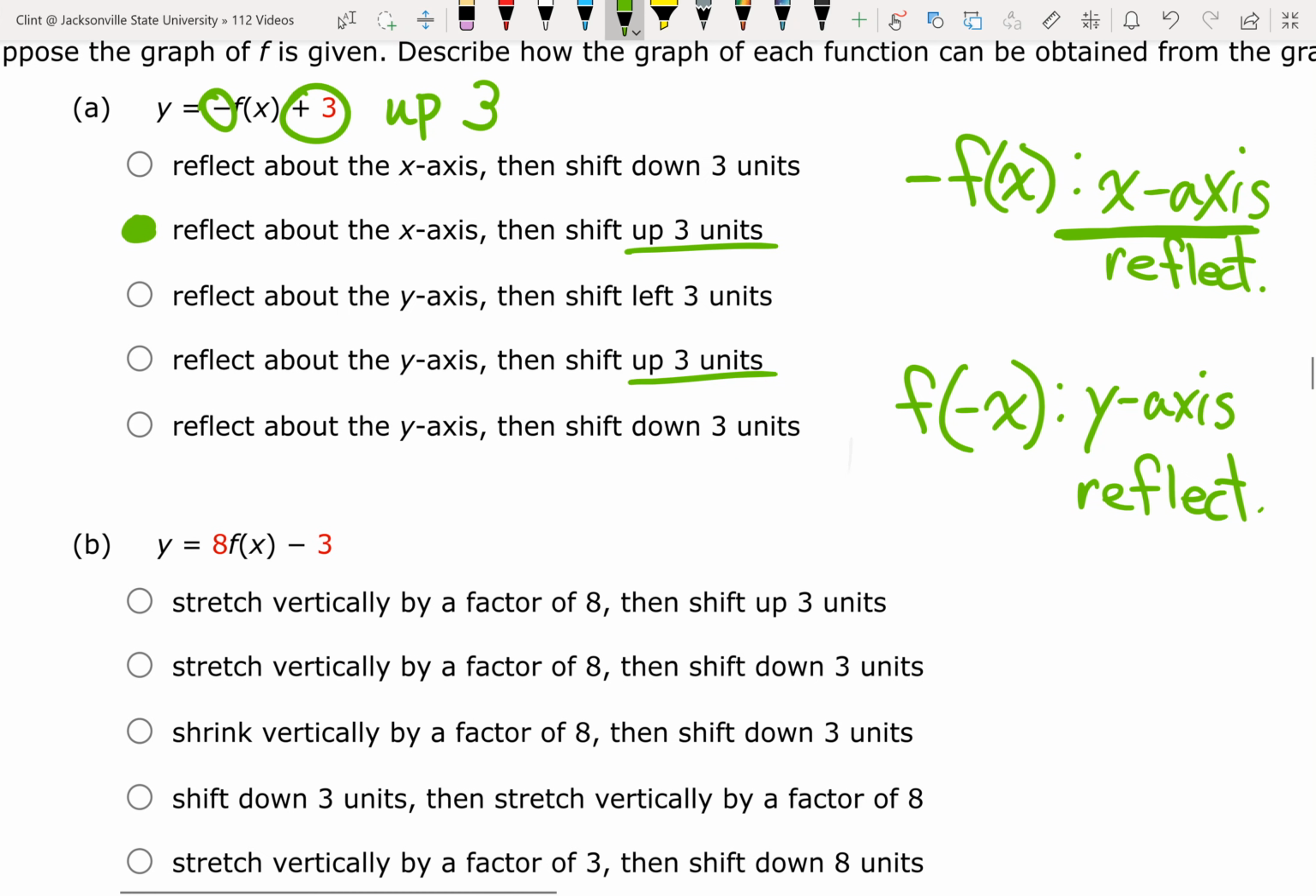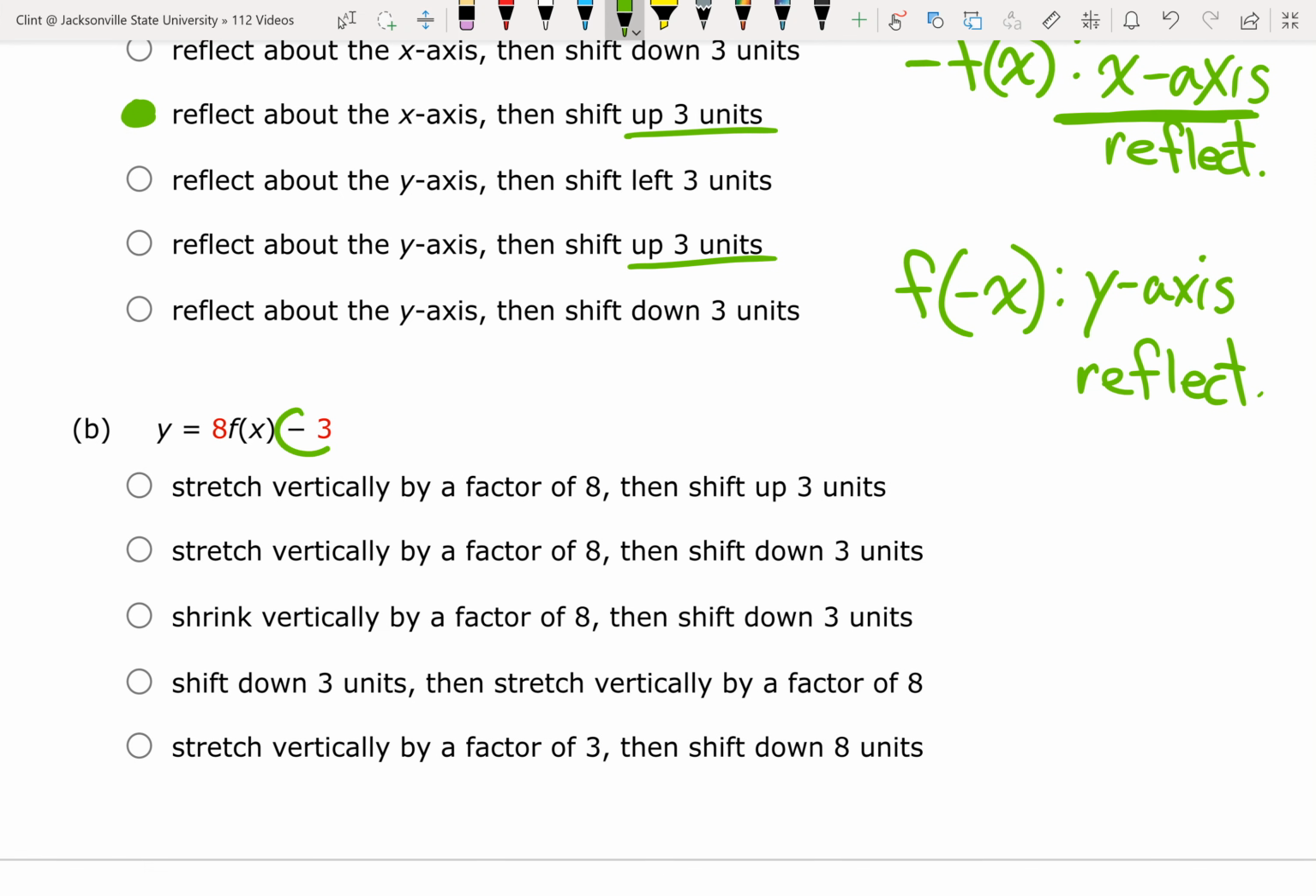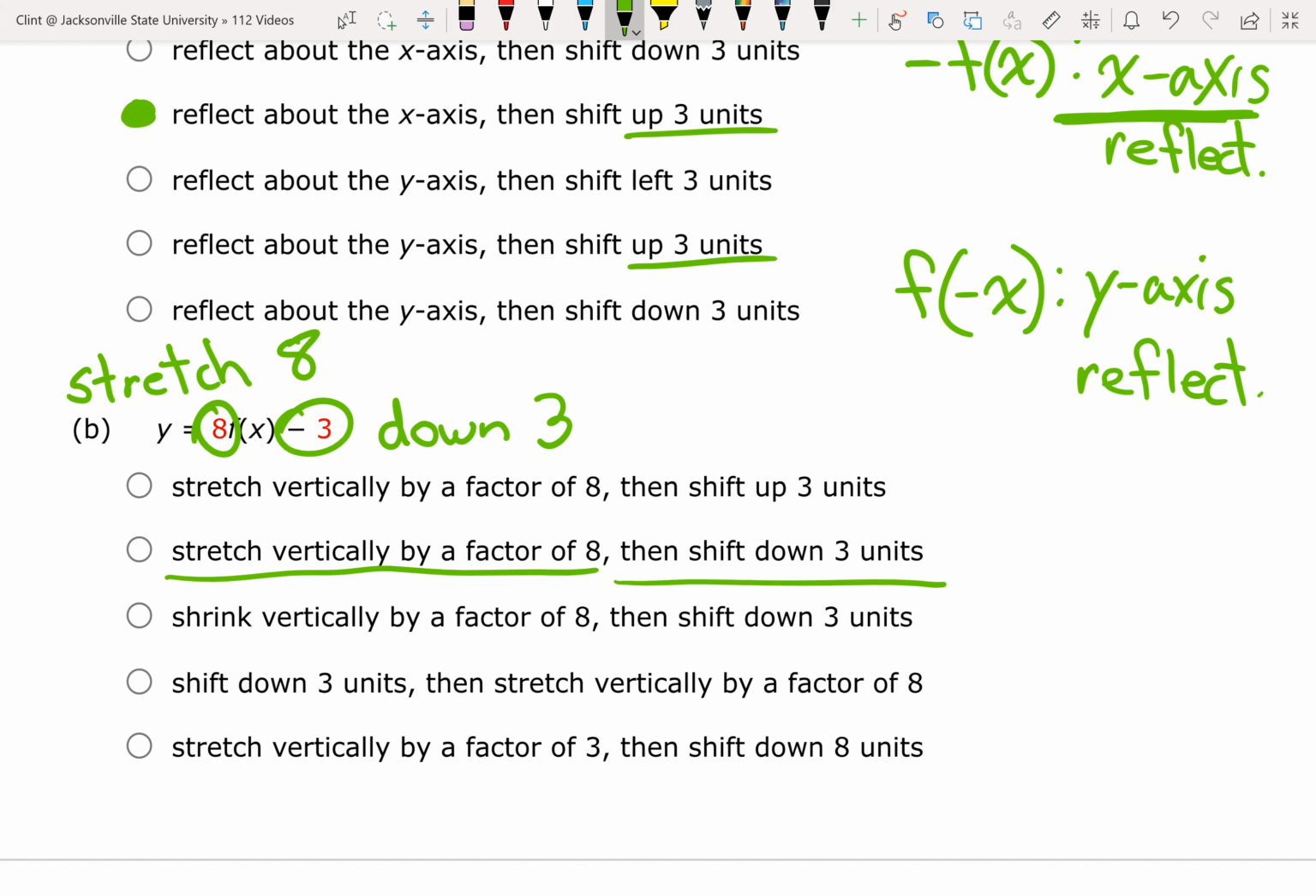Part B, now we've gone down 3 units. And then what does this 8 out here do? We've multiplied by 8, so we have stretched by a factor of 8 vertically. So we've stretched vertically by a factor of 8, shifted down 3 units, so that's this one.